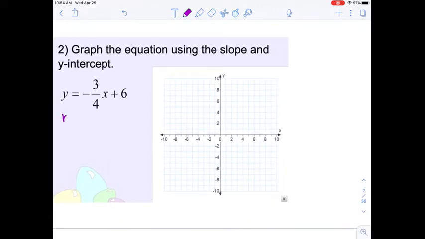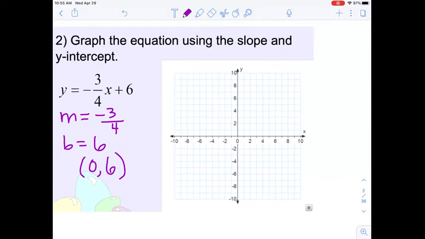Number 2 says graph the equation using the slope and the y-intercept. So first, I'm going to find my slope. I'm going to find my y-intercept. Slope is that number before the x, so my slope is negative 3 over 4. And then my y-intercept is 6, so I'm going to write that as 0, 6. And now I start by graphing my y-intercept. So I'm going to go to 0, up 6.